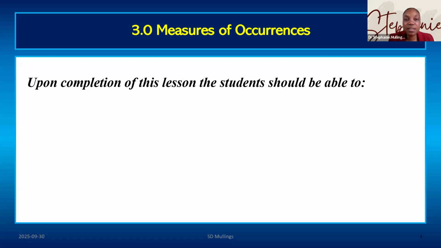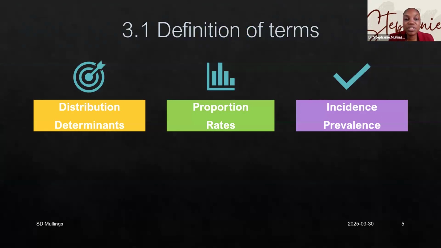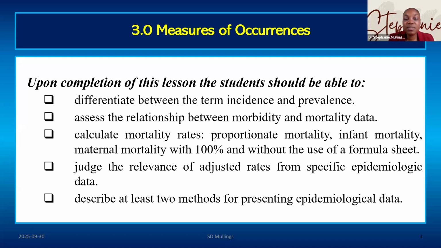What will be our objectives for today? Upon completion of this lesson, all students should be able to differentiate between the terms incidence and prevalence, assess the relationship between morbidity and mortality data, be able to calculate with a 100%, of course, proportionate mortality, infant mortality, maternal mortality, among other rates, and to judge the relevance of adjusted rates from specific epidemiological data, as well as to describe at least two methods for presentation as it relates to epidemiological data.